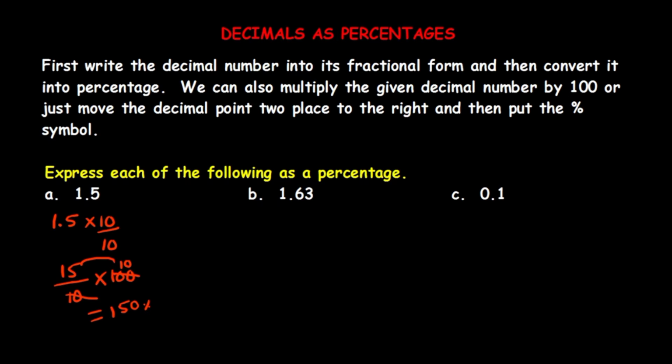Similarly, for the second model, take this 1.5. This is the easy model. As per the second model, we should multiply by 100. Now what you do is move the decimal point 2 places to the right. Here we have only one place, that means 5. For the other place you take a 0, that means 150% is the direct answer.